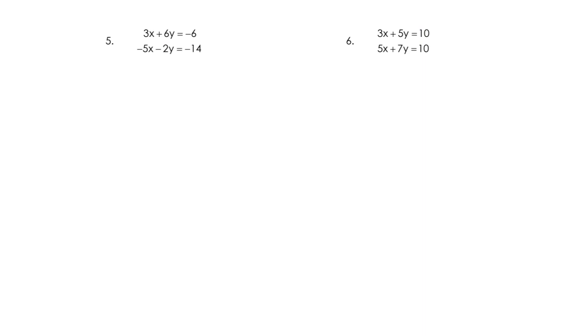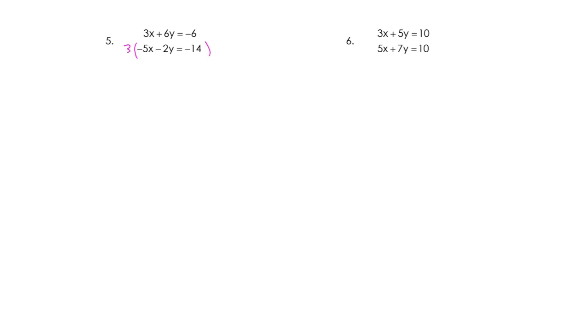Okay, next we have numbers 5 and 6. So looking at number 5, again, I like to go to the smaller of the two coefficients. So I look at 3. Can I multiply something by 3 to get to 5? In this case, no. Then I look at my y's. Can I multiply 2 by something to get to 6? And in this case, the answer would be 3.